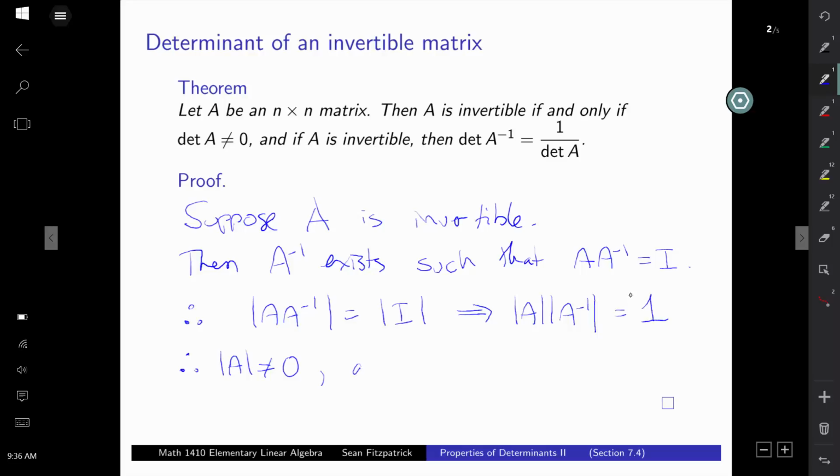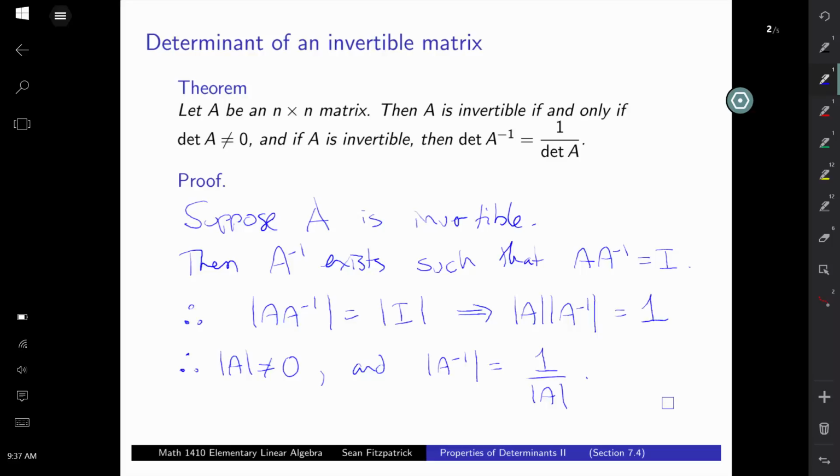And since it's not equal to 0, I can divide both sides by the determinant of A, and I get that the determinant of A inverse is 1 over the determinant of A, which is what I wanted to show. Now, if A is not invertible, we saw that in the previous video in our argument for the product rule. If A is not invertible, then its reduced row echelon form is going to have a row of zeros, and we know that the determinant of that matrix has to be 0. Then coming back to A involves a series of elementary row operations, and none of those elementary row operations can change the fact that the determinant is 0.